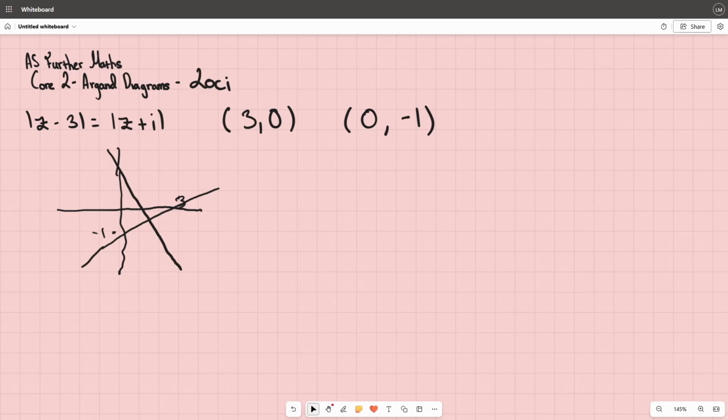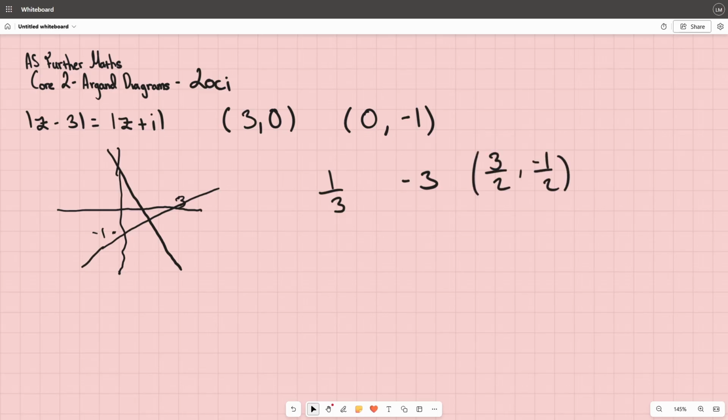So first we can work out the gradient of the line from minus 1 to 3. So dy over dx, and we end up having a gradient of 1/3. And we know that the gradient of a perpendicular bisector is the negative reciprocal of this. So we know that that gradient is minus 3, okay? And we also know that this perpendicular bisector passes through the midpoint joining (0, -1) and (3, 0). So we know that it passes through (3/2, -1/2).